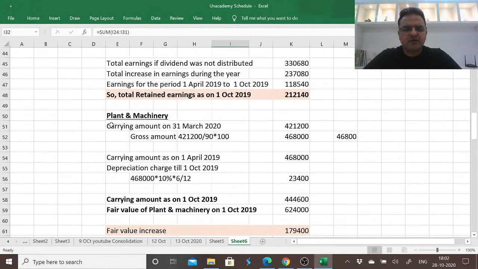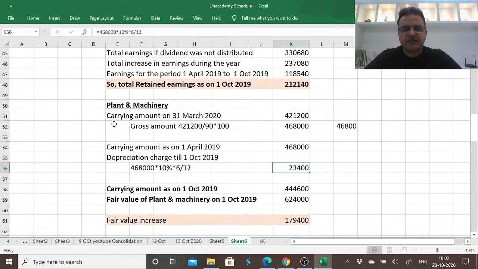So the plant and machinery amount on 31st March 20 included in the balance sheet is 421,200. Grossing it up, it turned out to be equivalent to 468,000, the carrying amount without charging depreciation. If we charge depreciation for the 6 months period, till 1st October 2019, the depreciation charged is 23,400. If 23,400 is the depreciation charge, what is the carrying amount on 1st October 2019? It is 444,600. After charging depreciation of 23,400 on 468,000, we got the carrying amount on 1st October 2019 as 444,600.